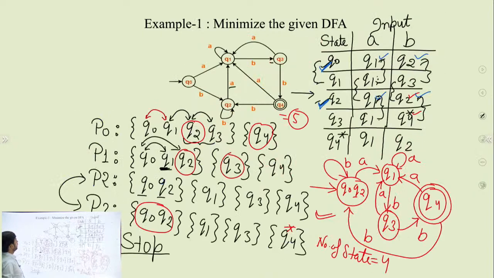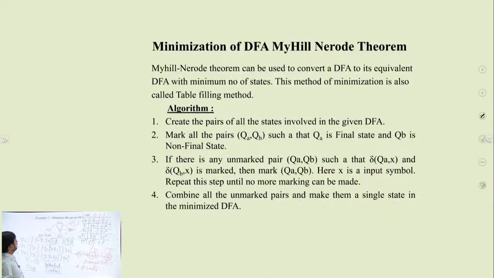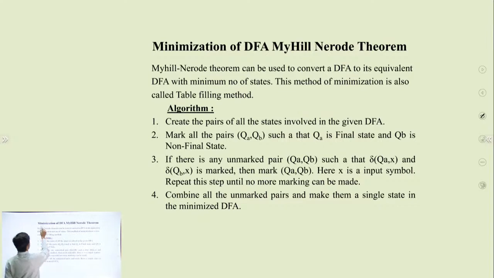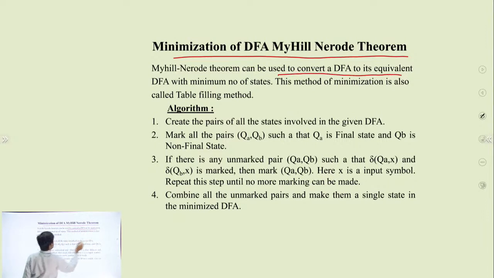Okay. So let's see the next theorem, minimization of DFA using Myhill-Nerode theorem. The Myhill-Nerode theorem can be used to convert a DFA to its equivalent DFA with minimum number of states. The method of minimization is also known as the table filling method.